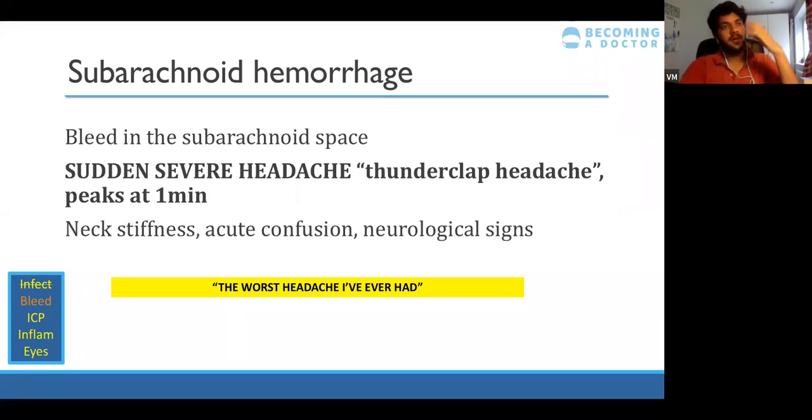Other features apart from headache are neck stiffness, acute confusion, and neurological signs. So they might have a slightly lower GCS score, but they also might share some of the features of meningitis. So it's important to be able to consider both meningitis and subarachnoid hemorrhage high up in your index of differential diagnoses.